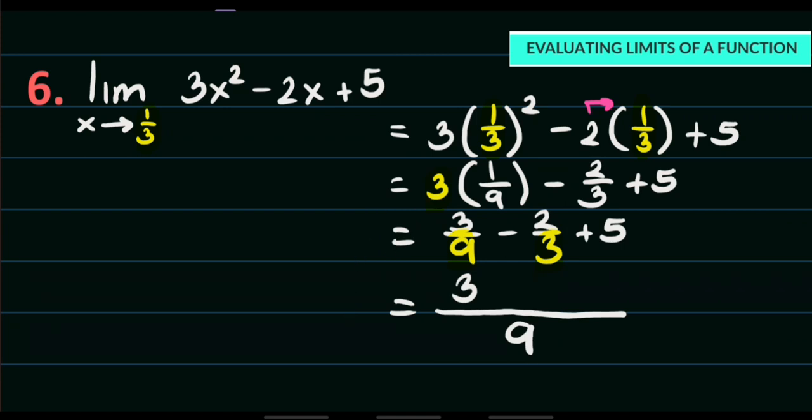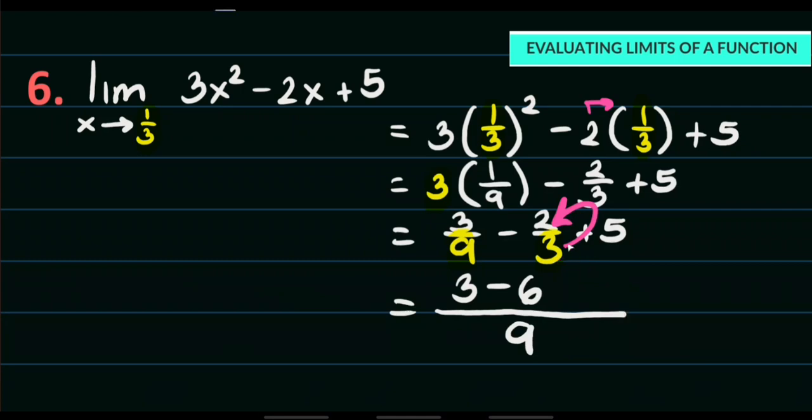Do the same thing sa ating second term, or second denominator. 9 divided by 3. The answer is 3. 3 times the numerator, 3 times 2 is 6. And then copy the given sign, or consider the negative values. That is negative, or minus 6.